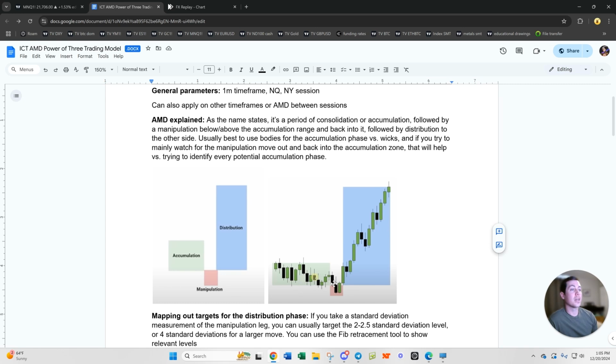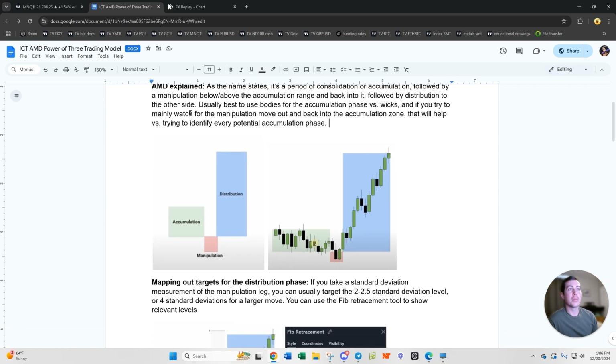And then oftentimes you'll see a distribution following. So essentially, from a smart money concepts point of view, this is often the retail sweep or whatever that you hear, the big players getting into their positions before price reverts to the other side.